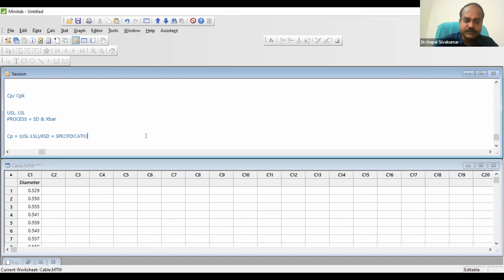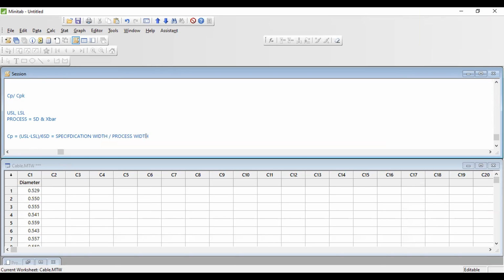Do you understand what I'm writing here? Can I call it specification width? The distance between upper spec and lower spec is the specification width. Your process will also have a width. From the center, your process will go up to the upper control limit. You remember our bell curve?